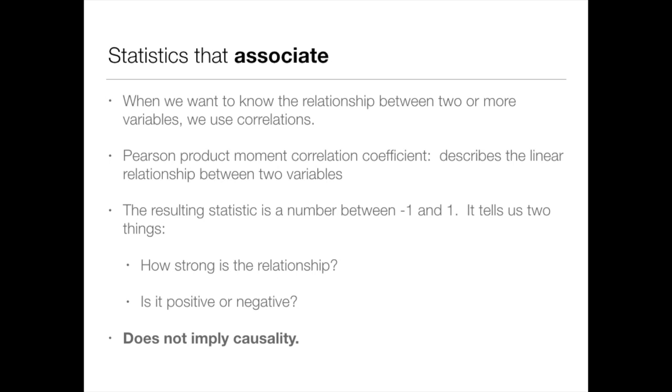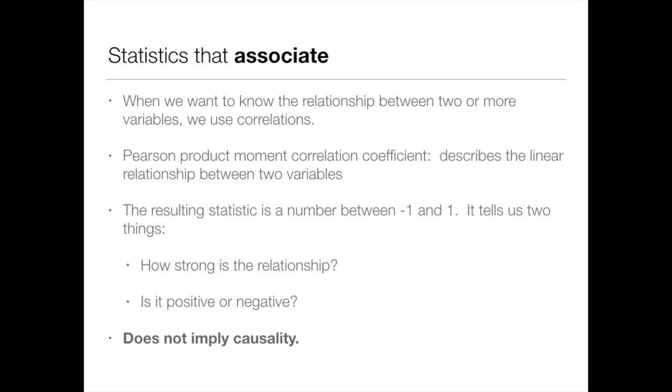Let's now talk about statistics that associate. When we want to know the relationship between two or more variables, we use what's called correlations. Many of you have talked about correlations in your paper so far. This might be something to think about when you think about your methods. If you've talked about correlations in your problem statement, you probably need to understand that you would be doing correlations in your methodology, your part 3.